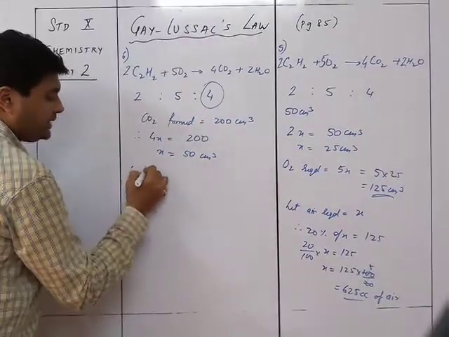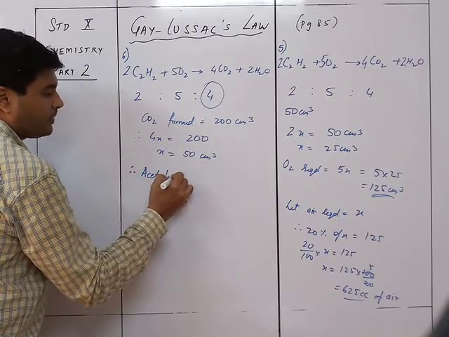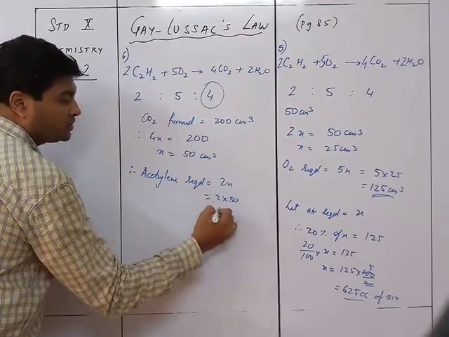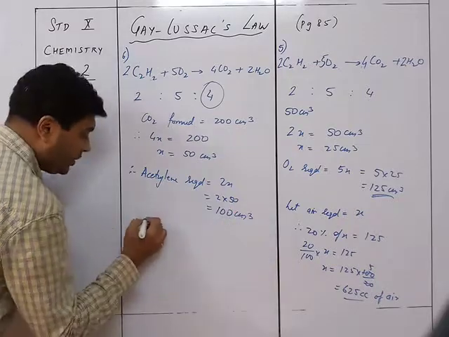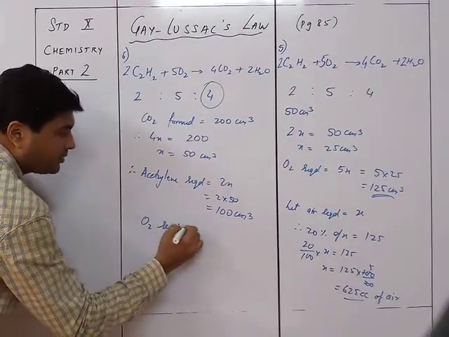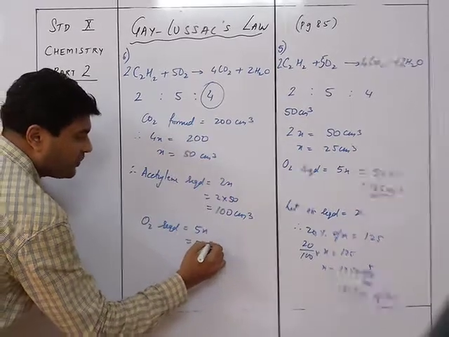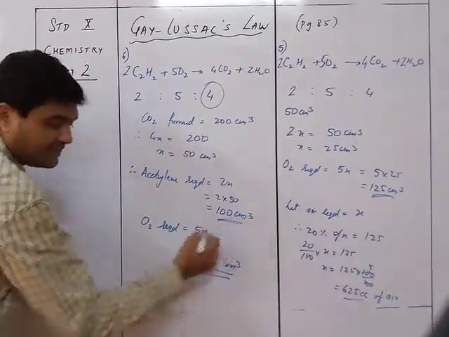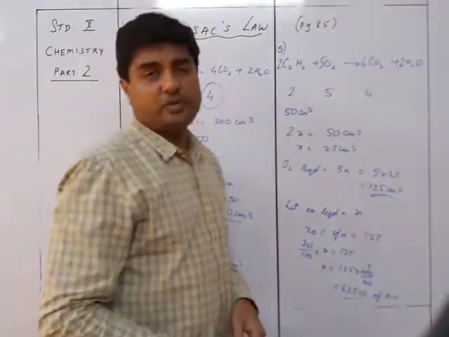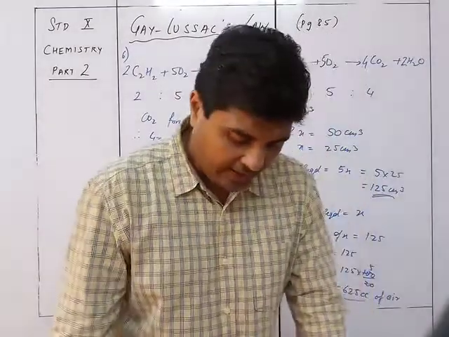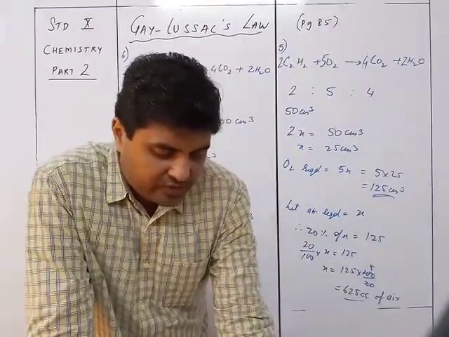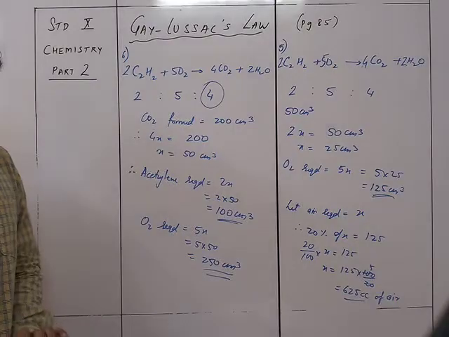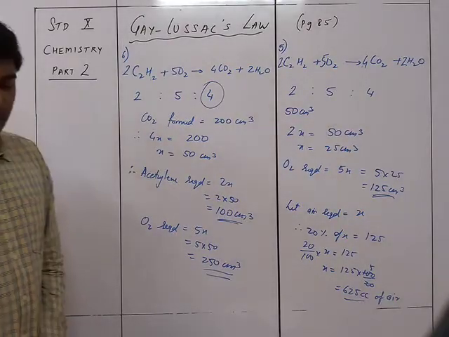Therefore acetylene required is equal to 2x, which is 2 into 50, equals 100 centimeter cube, and oxygen O2 required is equal to 5x, which is 5 into 50, equals 250 centimeter cube. That's the answer, that the acetylene which will be required is 100 centimeter cube, and the oxygen which will be required is 250 centimeter cube. Okay, that's the answer for question number 6. Now we move on to question number 7.